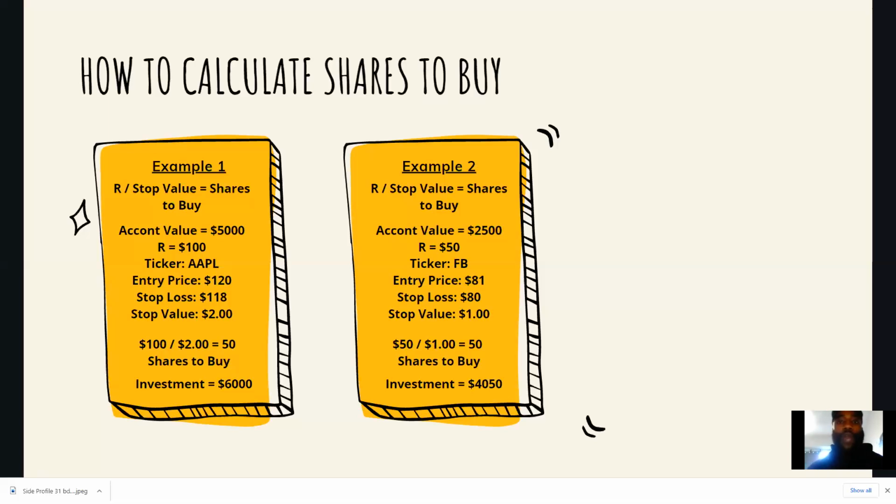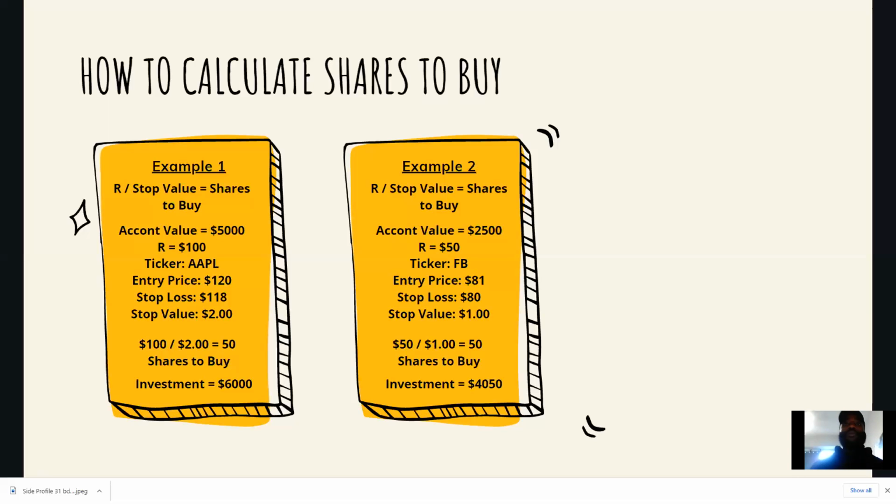As you'll see at the bottom, to clearly reiterate, we're not defining our investment, we're defining our risk. If we were to buy 50 shares at $120, that'll cost us a $6,000 investment. So we clearly don't have enough to buy that in our account as we see it right now. But once again, just for example purposes, I wanted to show you guys that this is not about how much money you can spend, okay? This is about how much money you can lose, all right?